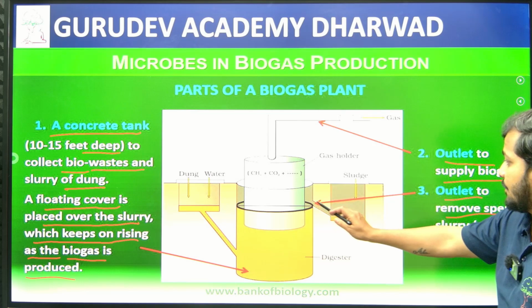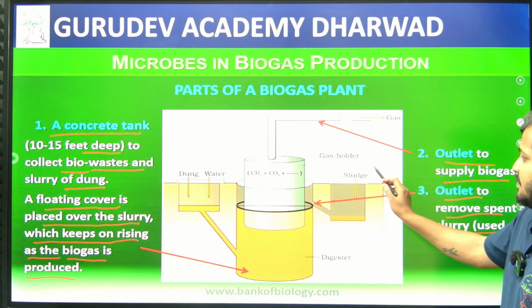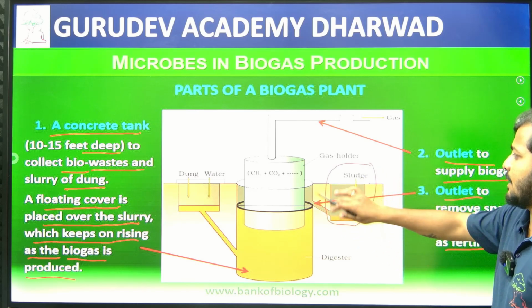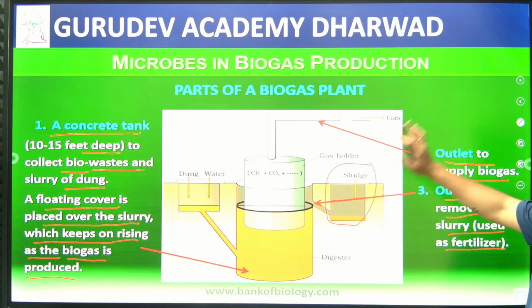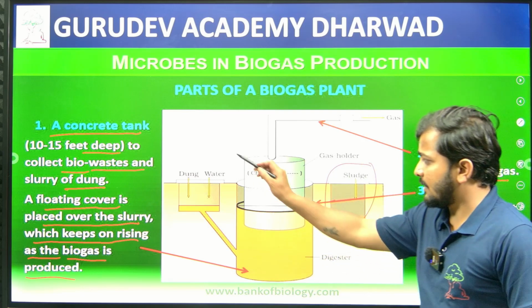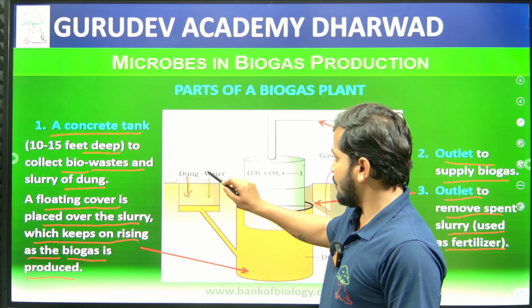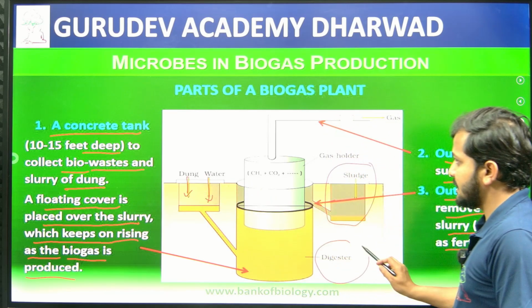So from here, you are going to remove the suspended slurry, which can even be used as fertilizer. Whatever the content of this sludge, it is removed and collected, and that can be used as fertilizer for the plants. Here they are going to add the dung and water, which gets mixed in the digester.